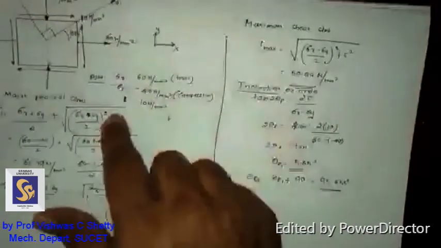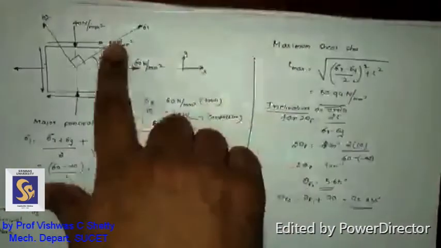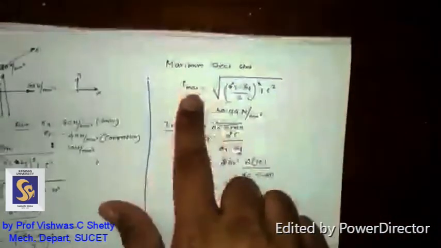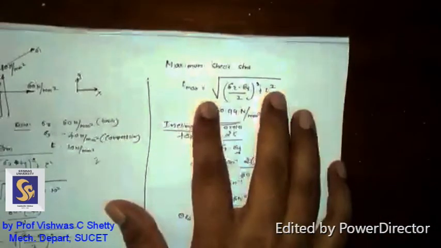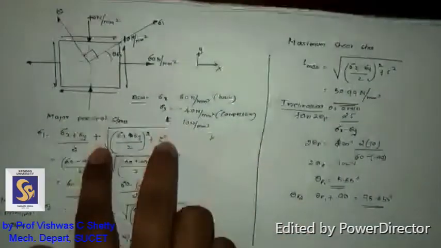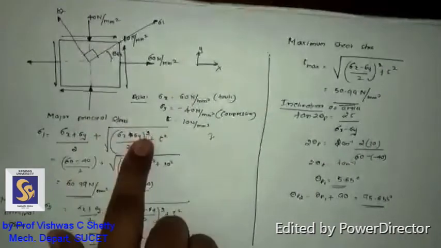If tau is not there, you consider it as 0. In the question, if they have not given tau, consider it as 0. Then the tau max equation is this. Again, no need to separately remember this because the second portion of this itself is the maximum shear stress. So very easy. Then find out the inclinations.